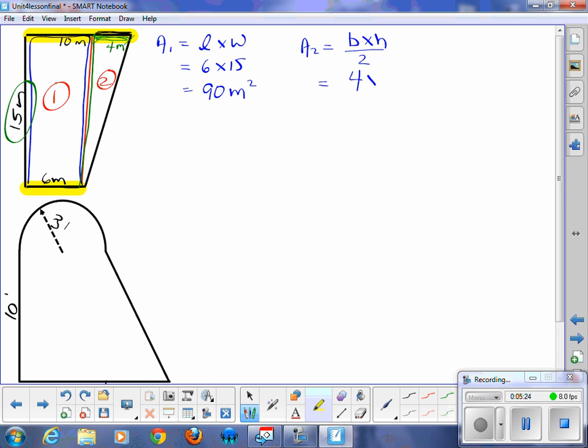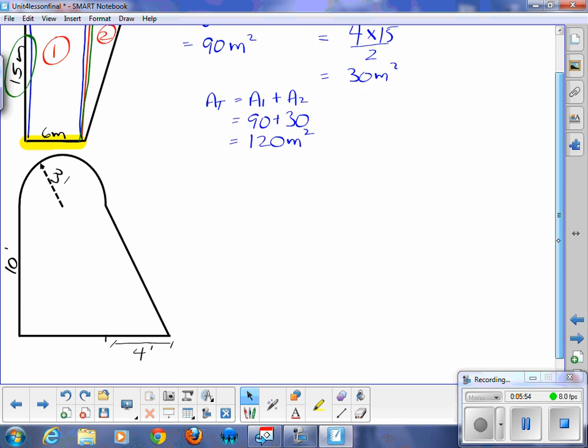So 4 multiplied by 15. Remember, I'm always going to give you enough information to calculate it. Sometimes you may have to go looking for the missing numbers. So it'll give me 30 meters squared. So that is the only number of shapes there, 1 and 2. So adding those together, 90 plus 30 gives me a cool 120 square meters for that shape. There we go.